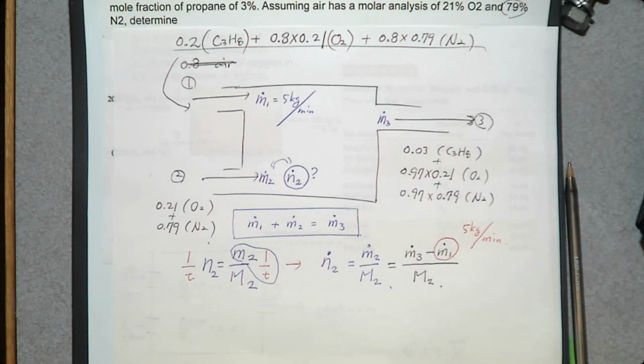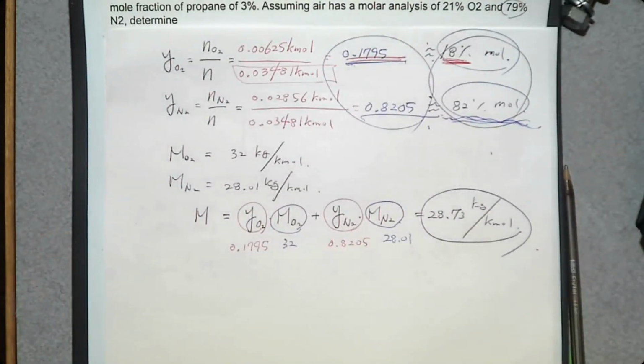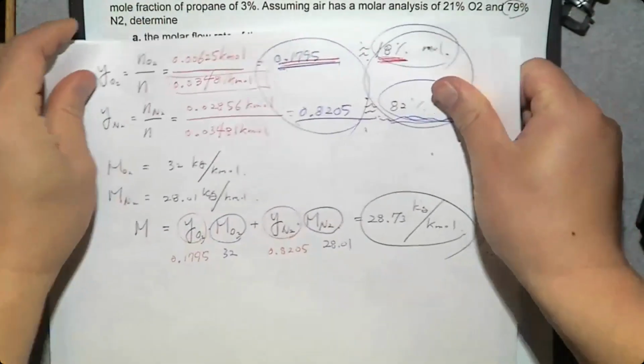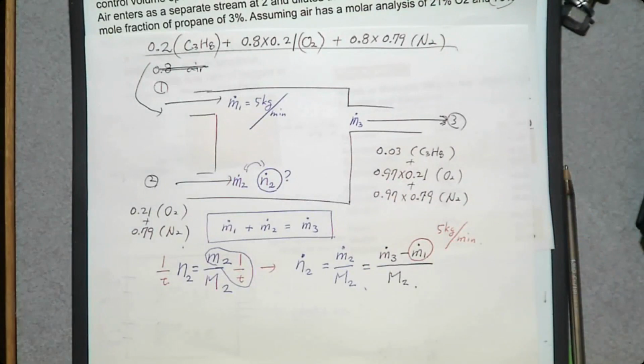Can we determine the molecular weight of a mixture? Yes, we studied one equation, if you remember this one. The molecular weight of a mixture of oxygen and nitrogen can be determined by the mole fraction of each component times the molecular weight of that component. So the molecular weight at the inlet number two can be determined as long as you know the mole fraction and the molecular weight of each component. Then let's go back. Do we know the mole fraction at number two? Yes, 21% oxygen, 79% nitrogen.